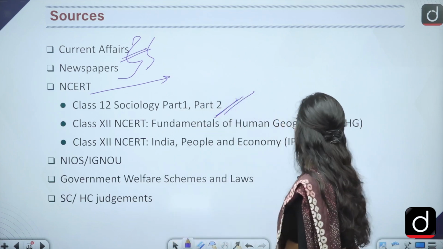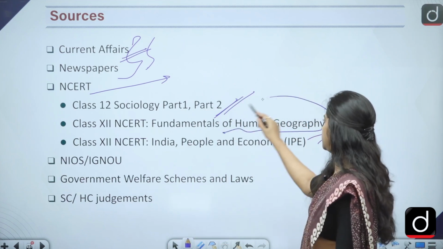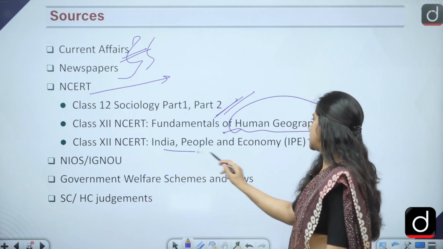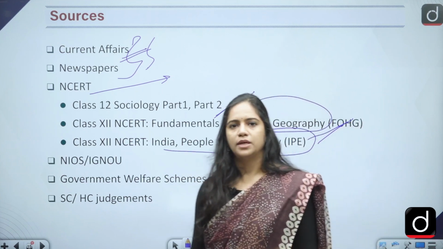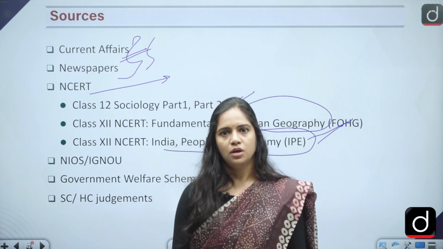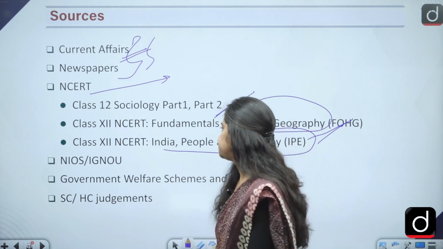Apart from this, you need to read class 12 NCERT of Fundamentals of Human Geography and class 12 NCERT of Economy, India, People and Economy. So these 4 NCERTs would be enough for you for Indian society. This is the basic source that I would suggest.